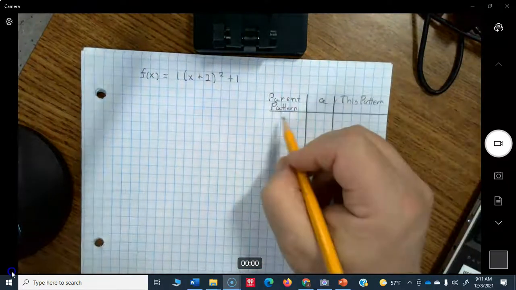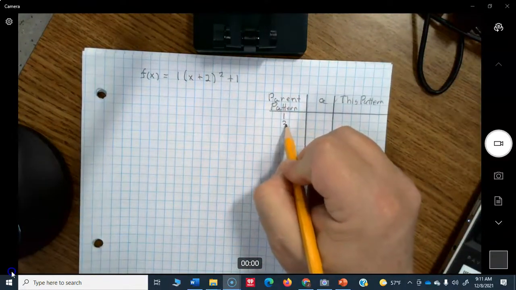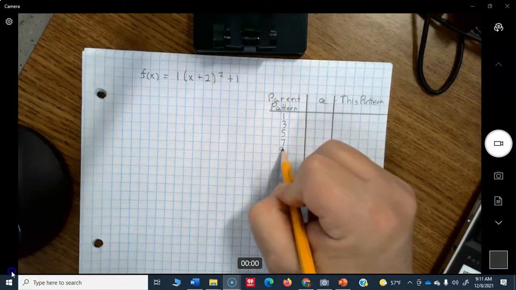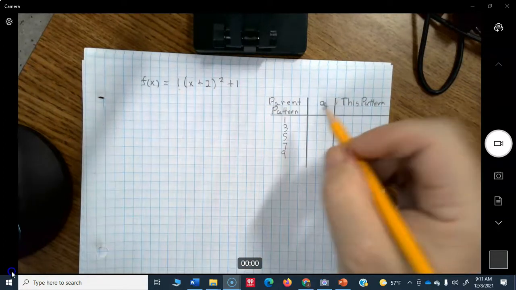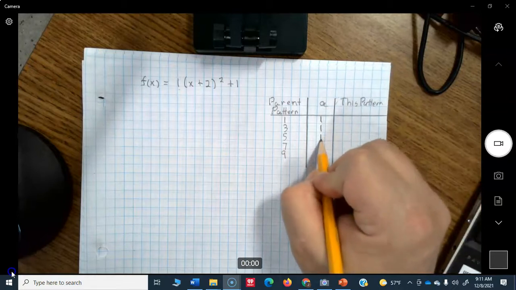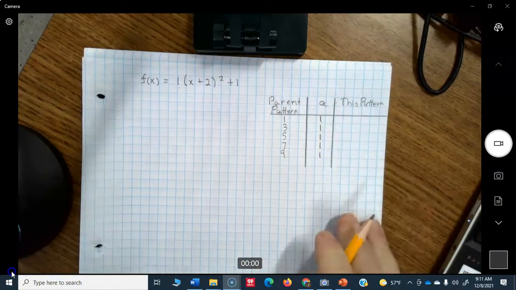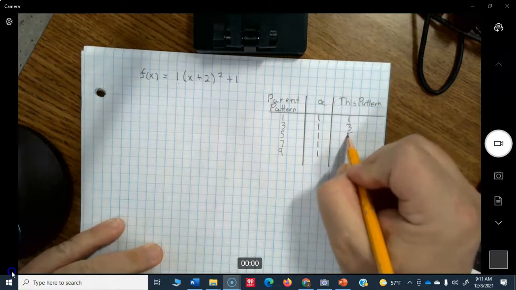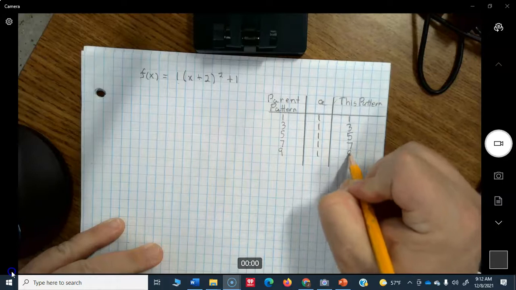Okay, so the parent pattern is always for these 1, 3, 5, 7, 9. You could go on forever. Okay, and this one's going to be just a 1, so that makes it really easy. And it's a positive 1. So it's 1 times 1 is 1, 1 times 3 is 3, 1 times 5 is 5, 7, 9.